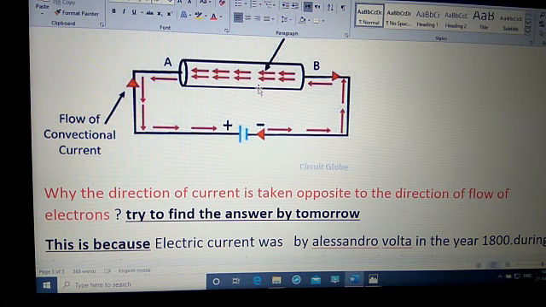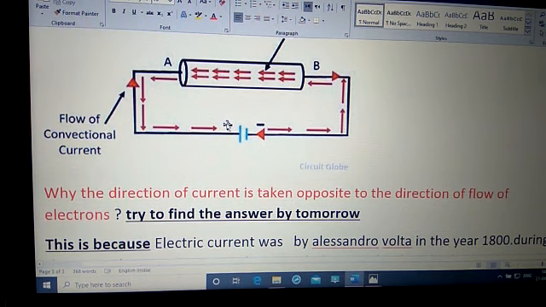He didn't know about the electron. He thought that electric current is generated or produced because of the flow of positive charges from the positive terminal of the battery or cell to the negative terminal of the cell. So he had given that conventional direction of current. We also call it conventional direction of current, flow of conventional current. Conventional current is from positive to negative terminal of the battery.